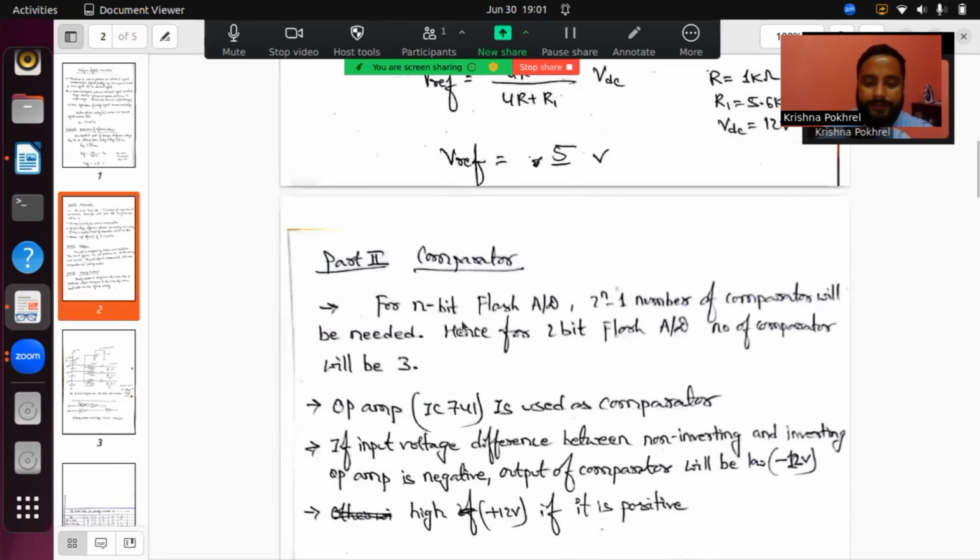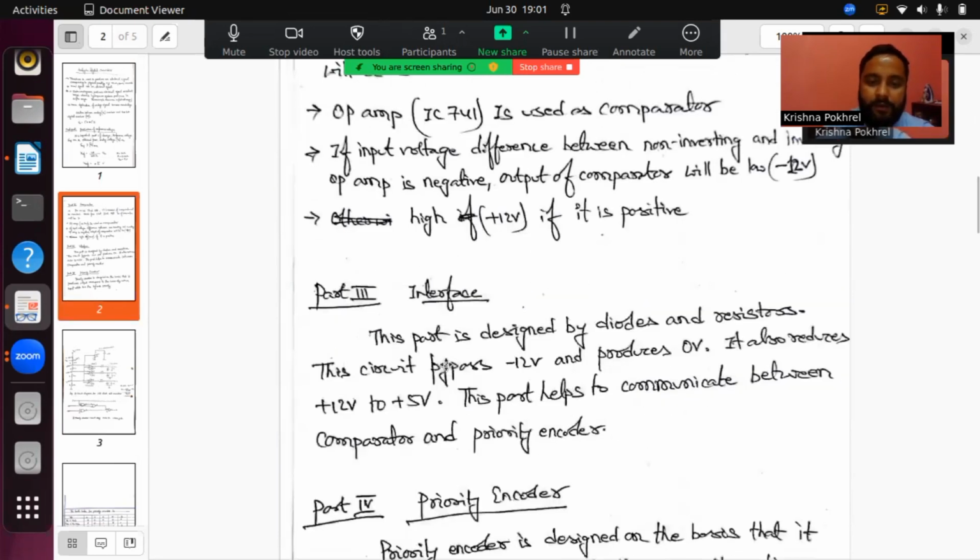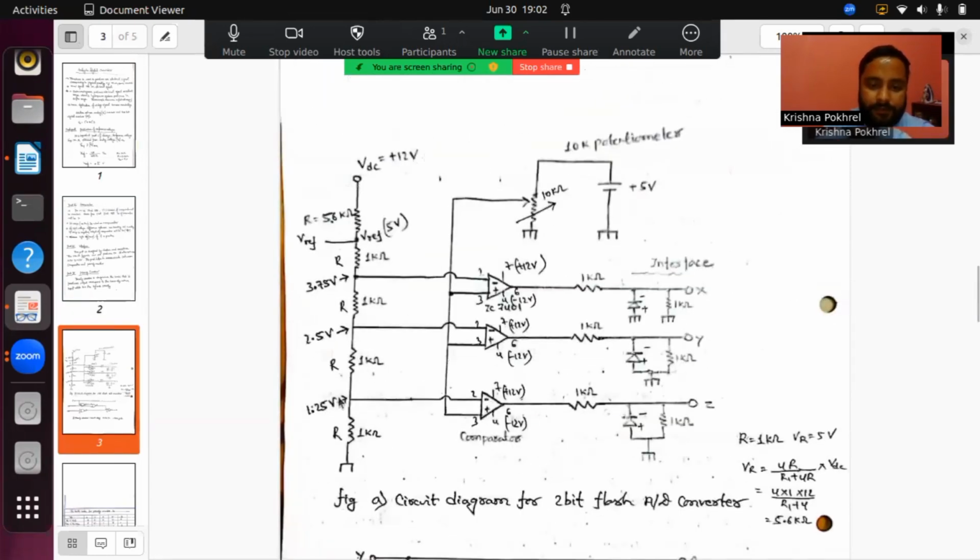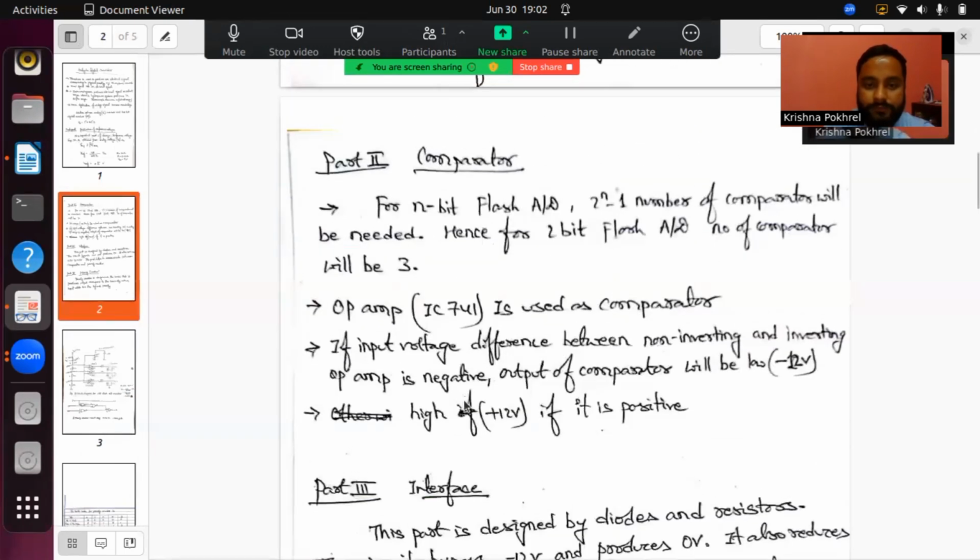Another part is the comparator. Part 2 is the comparator. What we have done here is, from here we have got a reference voltage, and the reference voltage is taken to the comparator. This one is a comparator. We have taken 3 comparators here. I would like to explain it.